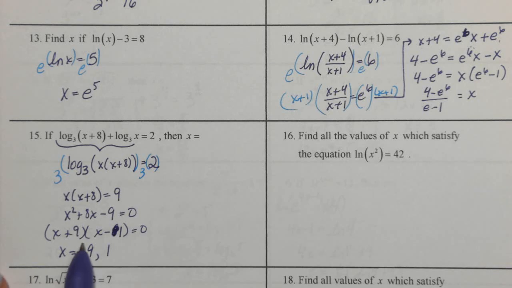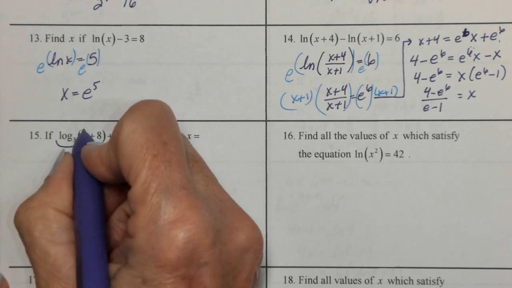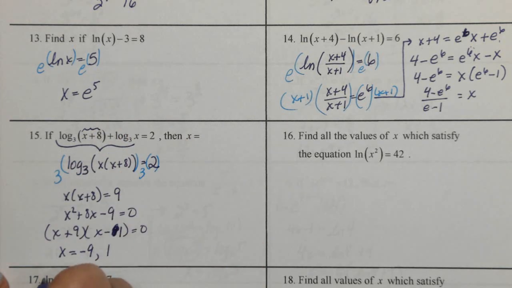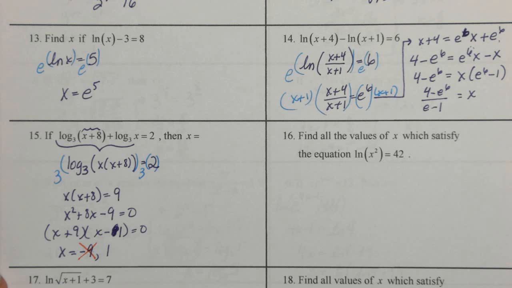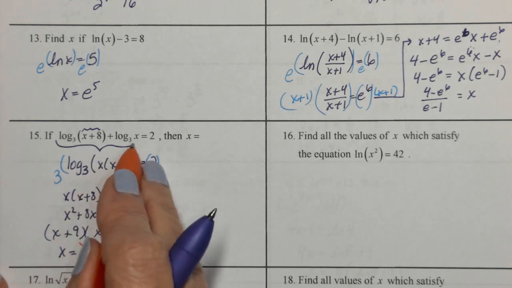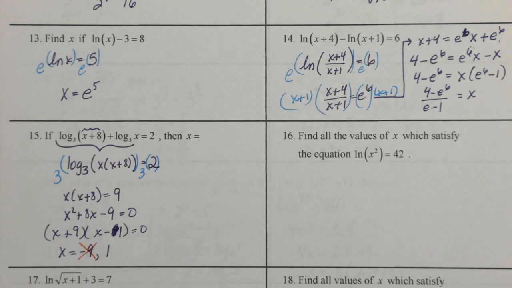I see that I got x to be a negative 9. What's that going to do to this right here? It's going to give me a negative argument. Can I have a negative argument? No, I cannot. That is extraneous. I need to remove that from my answer. Is it okay for x to be a 1? Sure. That one's okay. I can definitely let x be a 1 there. So my only answer is x is equal to 1.